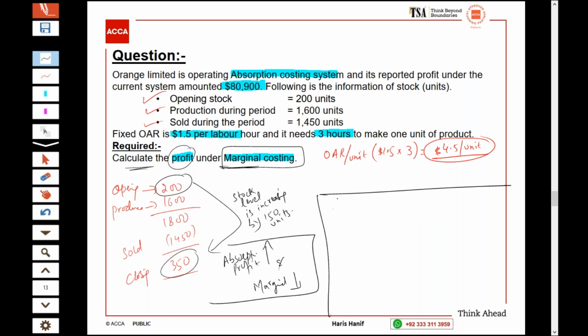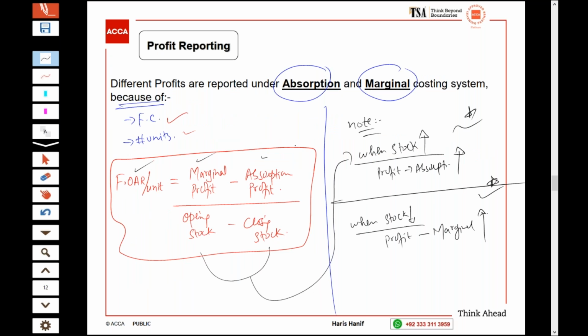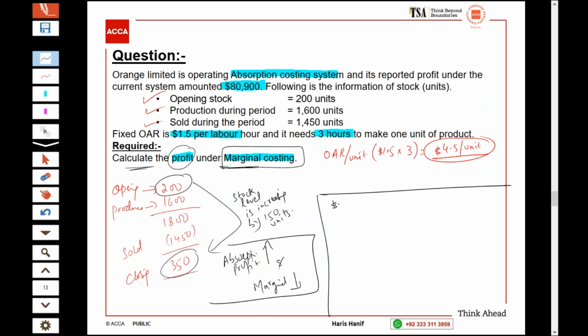Now apply that trick. The last formula, this is the formula. I'm not going to redraft the formula, I'm just going to put up the figures. The overhead absorption rate, which is 4.5, is equal to marginal costing profit, unknown to me, x, minus absorption costing, 80,900, over opening stock 200 minus closing stock 350. Now use your mathematical tricks, but I know one thing, my answer will be lower than 80,900 because absorption profit should be higher. So this is now 4.5 is equal to x minus 80,900, over minus 150.